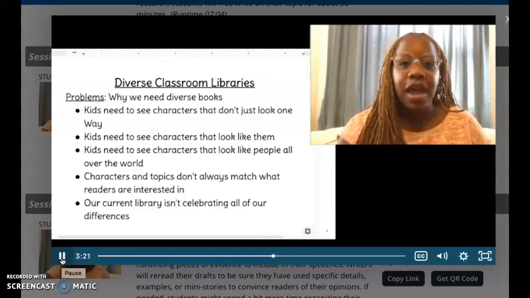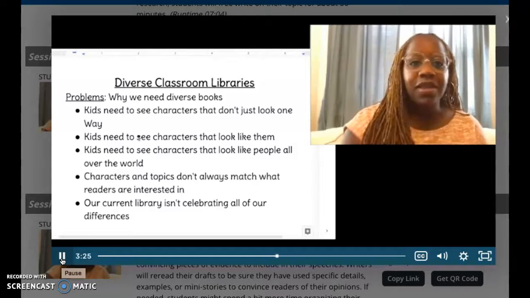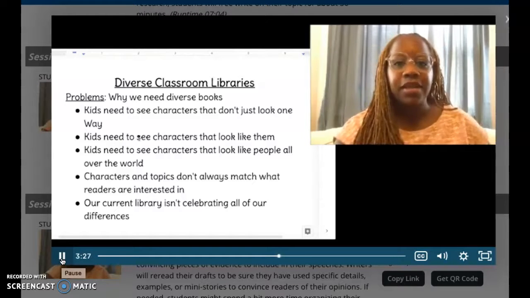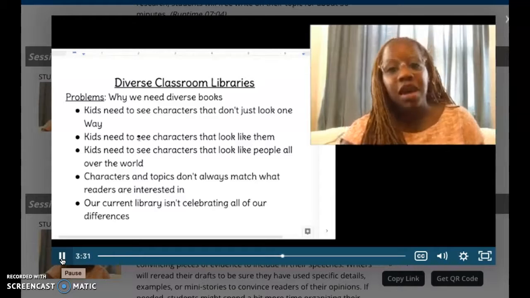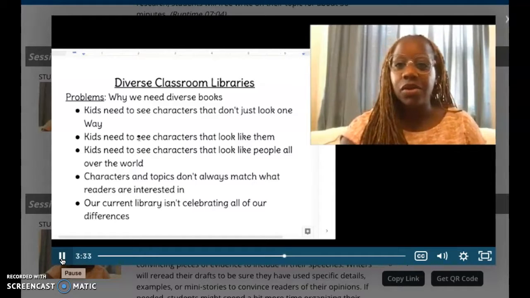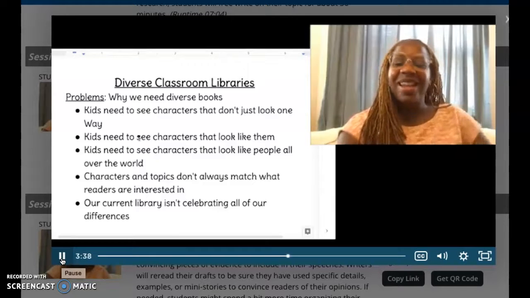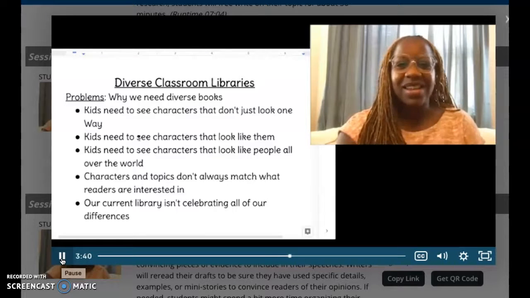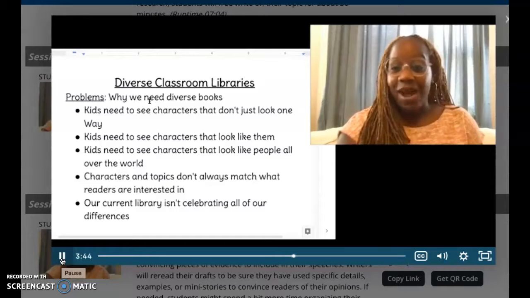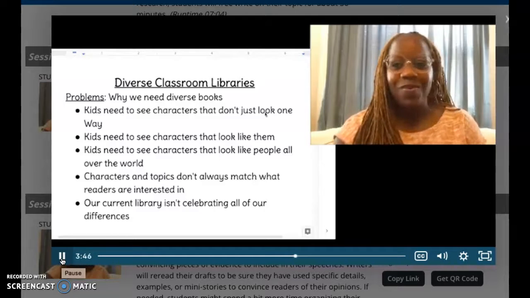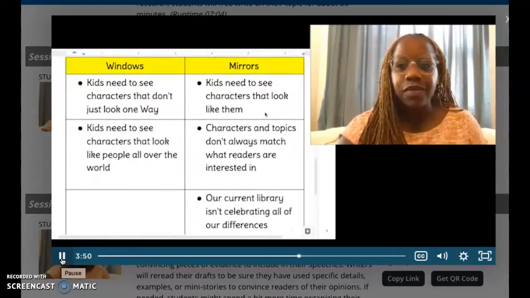So maybe I could have one category be titled windows, and that could be about the kids in the world, the kids around the world. And then another category could be titled mirrors, and that could be about the kids in our classroom, like us. So let me try categorizing my work in that way. Look, I've done it. Look down here.